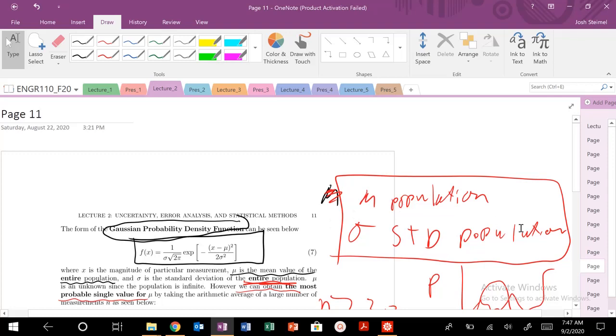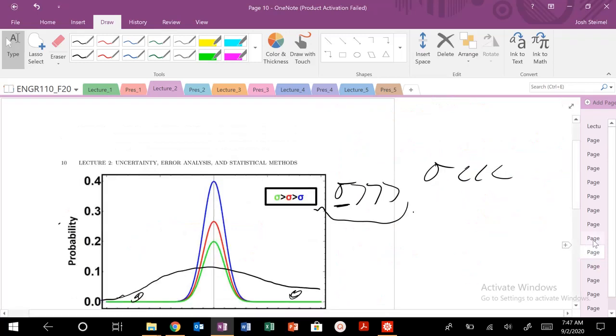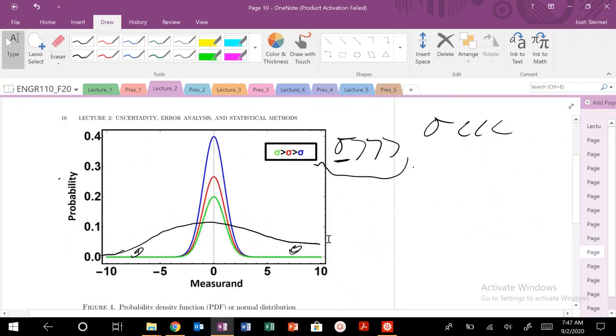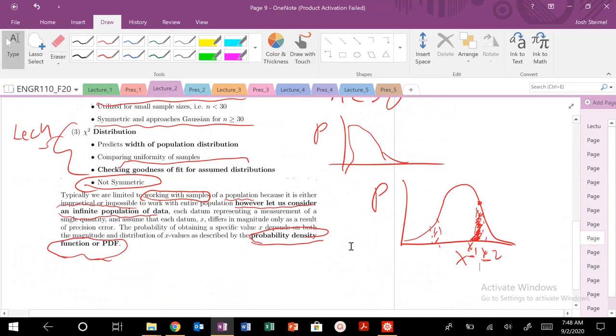So let's go back. Now that we know this function, we talked about previously that the probability density function is plotting essentially the probability of measuring some measurand between certain values, x sub 1 and x sub 2. That's what we drew previously, in the last slide here. Let me go back. We drew that out here.